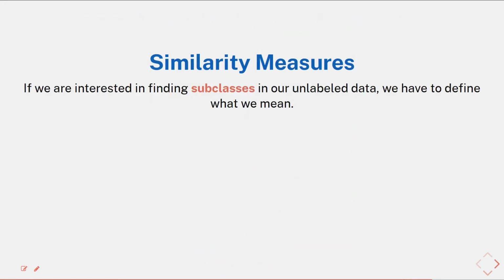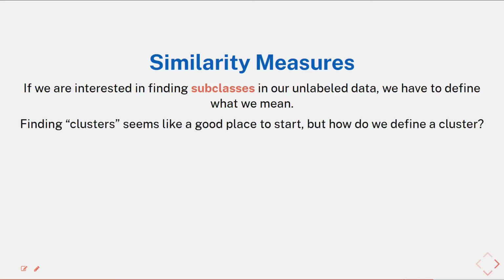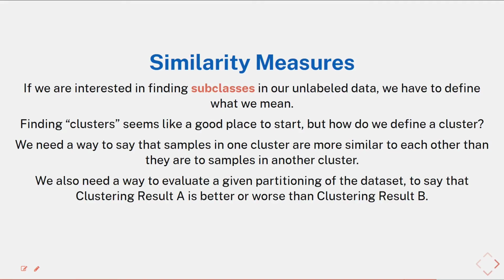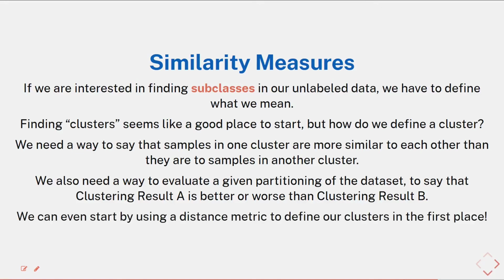If we're interested in finding subclasses in the unlabeled data, we have to define what we mean by subclasses. We could say that we just want to find clusters, but how do you define what a cluster is, right? In some cases, it can be very difficult. As I showed previously, if you don't have enough samples, then you're going to end up with a cluster that doesn't really look good. We need a way to say that samples in one cluster are more similar to each other than they are to samples in another cluster. Okay? And we also need a way to evaluate a given partitioning of the data set to say that clustering result A is better or worse than clustering result B. And this can be surprisingly difficult when you start looking at a lot of data sets. But we can start by using a distance metric to define the clusters in the first place.